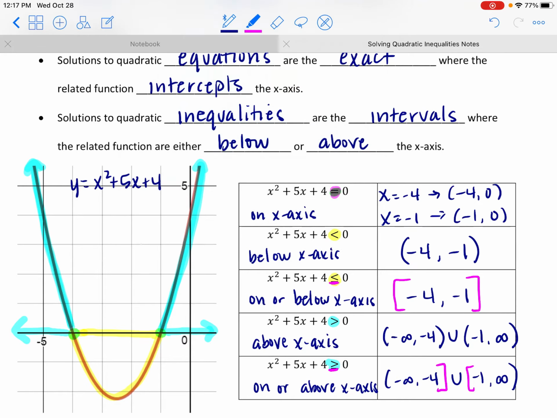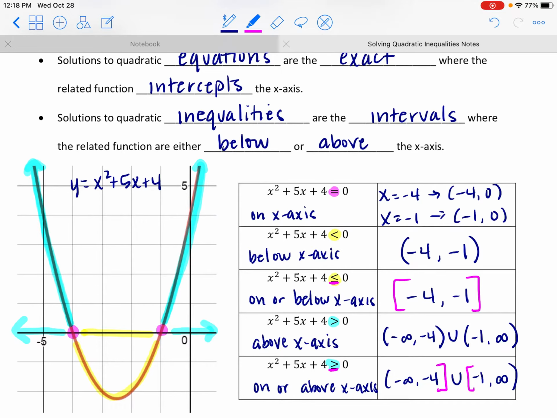And let me just change these colors so they kind of coordinate. That looks a little better, maybe? Okay, so equal to is on, less than is below, greater than is above.